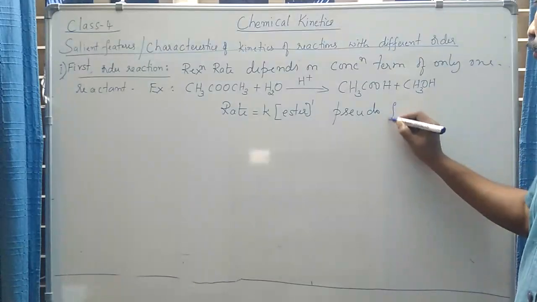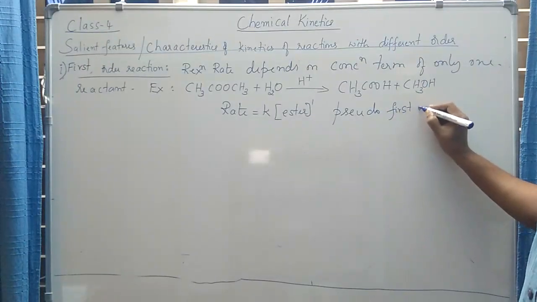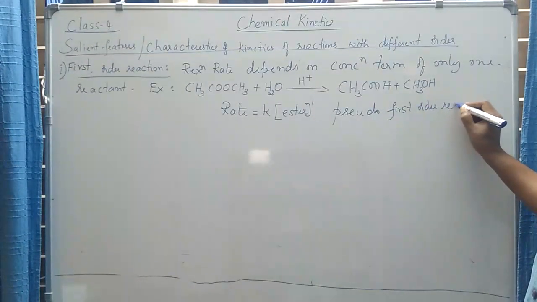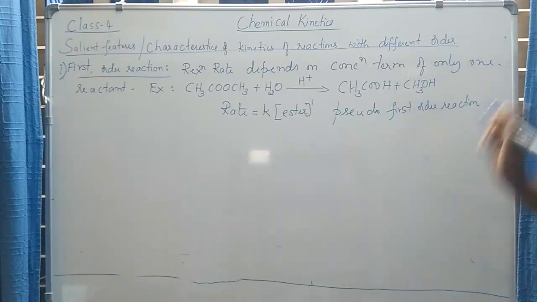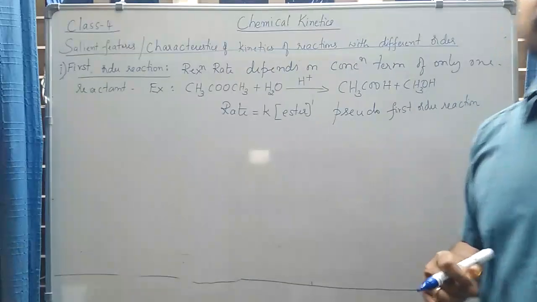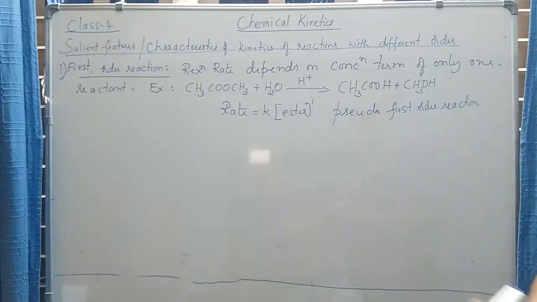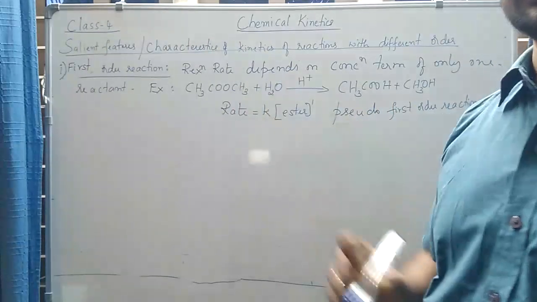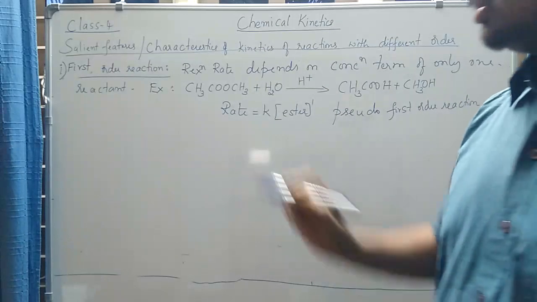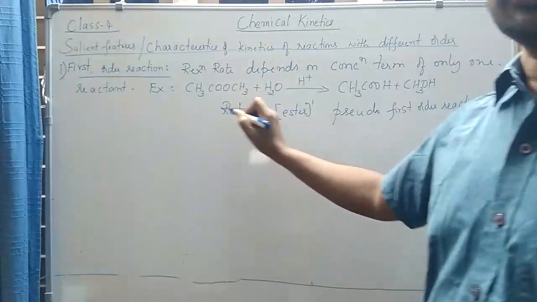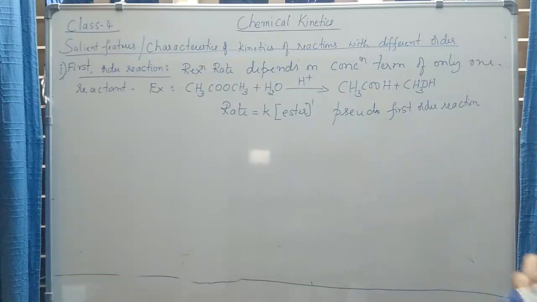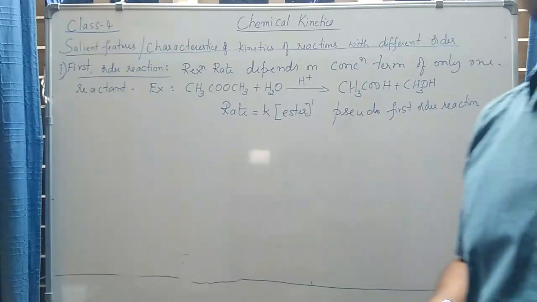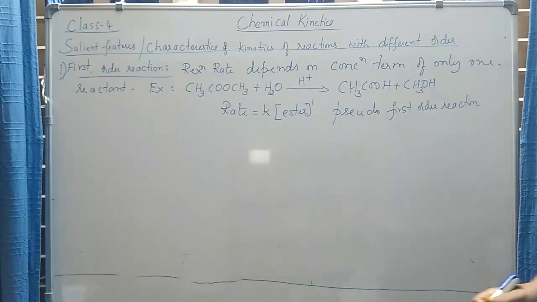So such reactions are called pseudo first order reactions, or pseudo unimolecular reactions. Why? Because though the reaction suggests that it is of second order, or though the molecularity of this reaction is 2, the order of the reaction is just 1. So such reactions are called pseudo first order reactions.